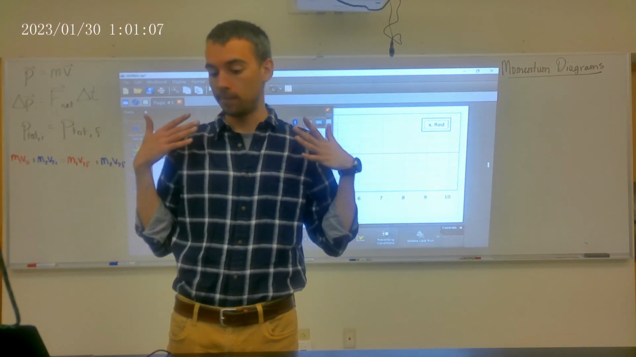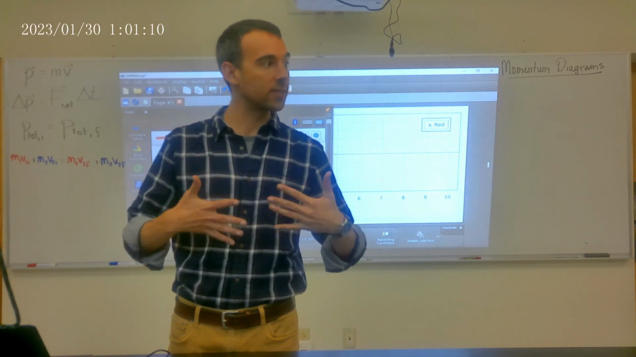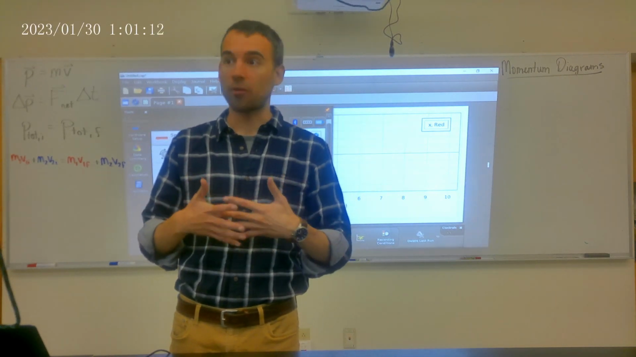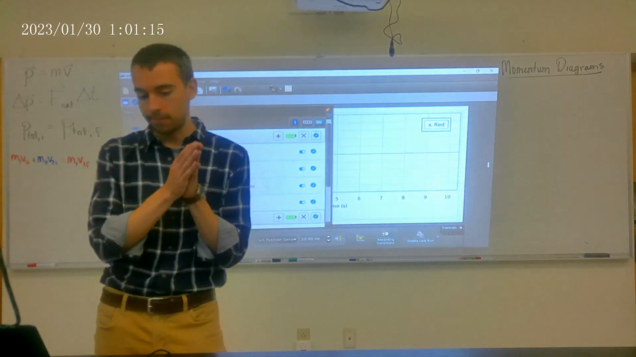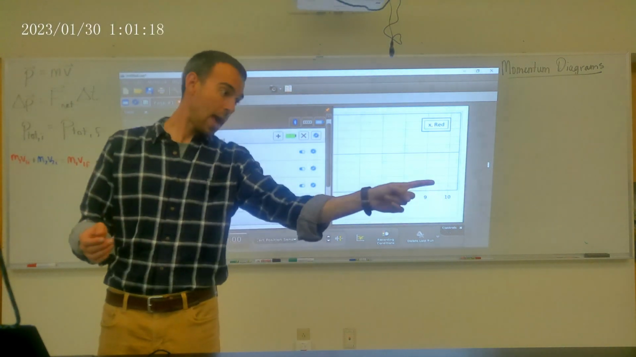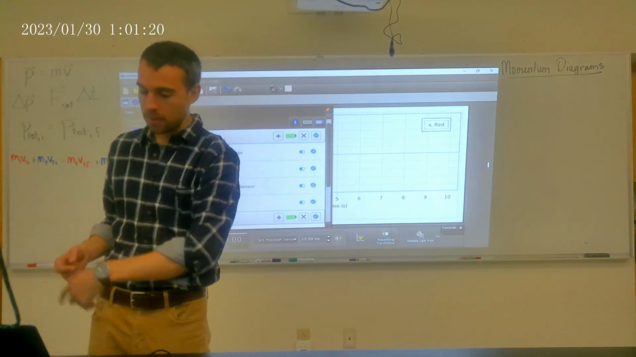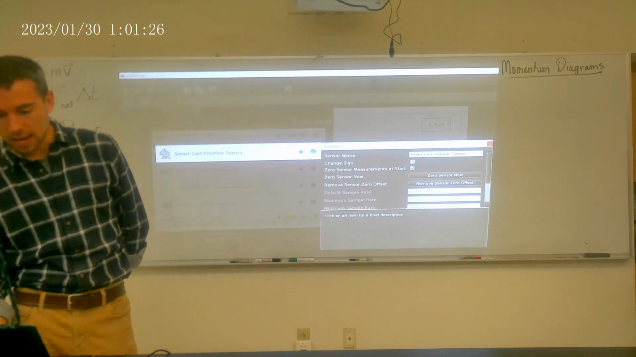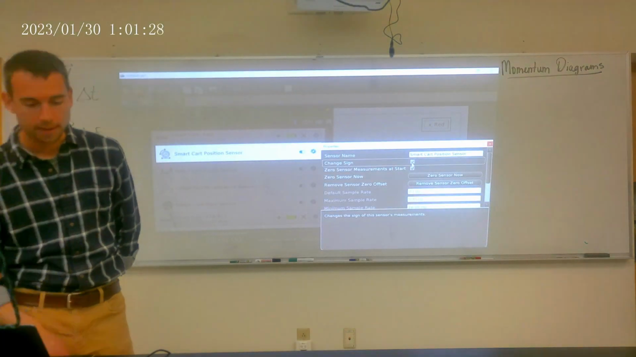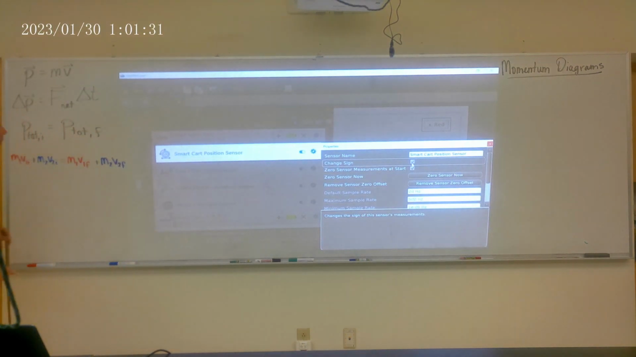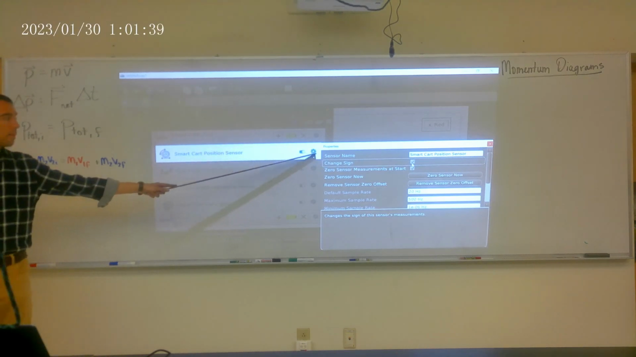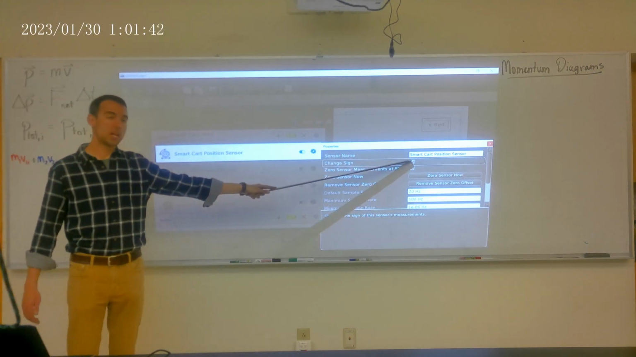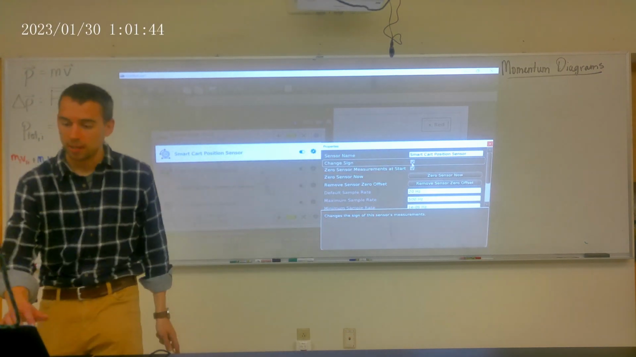Determine which car is backwards. Which one is not pointing its positive X in the right direction. For me, it's the red one. My red one is not pointing positive X that way. It says positive X is going that way. So I need to go into the Smart Car Position Sensor and click on its properties and change the sign. So, for the red car, go to Smart Car Position Sensor, go to Properties, and then go to Change Sign. And then when you're good, go ahead and hit OK.